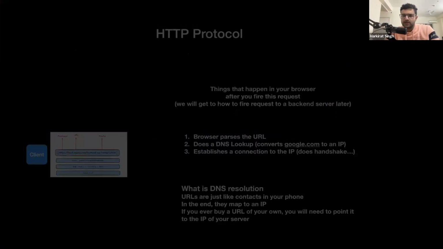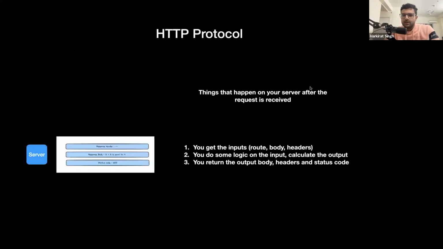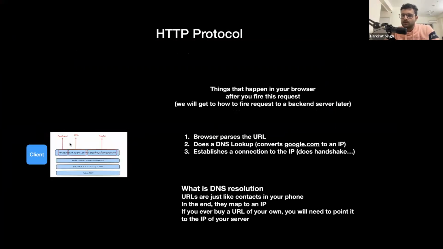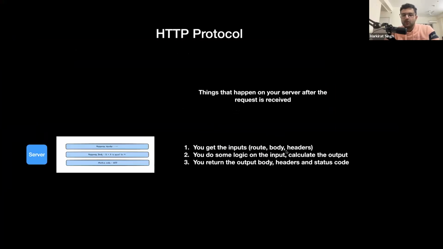DNS resolution, we understand a little bit. Now, things that happen on your server after the request is received. What was this? This was what is happening in your browser. What happens in your server? You get the inputs somehow, at a high level, especially if you're using Nodejs and the Express library. Very simple, you get the inputs. You do some computation on it, you return the output. This is very simple stuff.